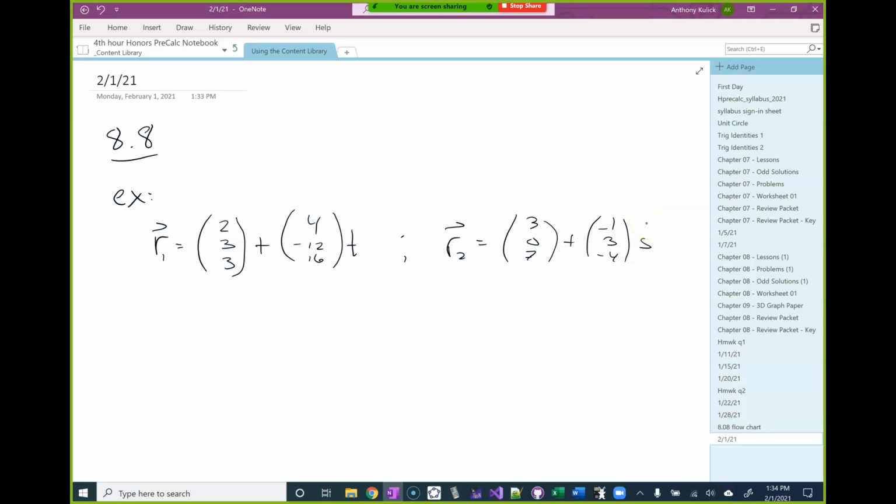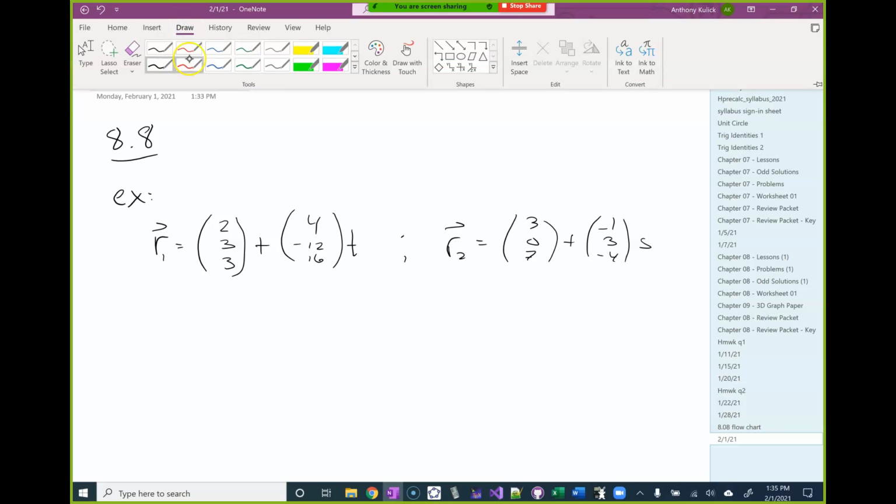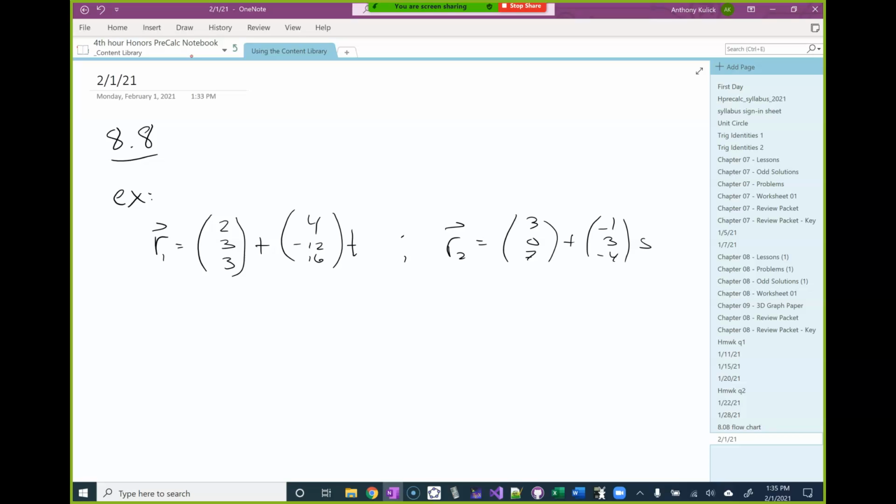So s and t are like the parameters. Those are the independent variables that you're using to generate the points that are lying on these three-dimensional lines. Just like you have y equals 5x plus 7, you have a y and an x. Here we have an r vector and a scalar, an s or a t or whatever. So here are my two lines in 3 dimensions.